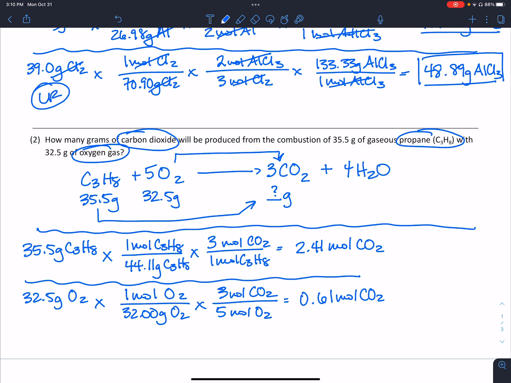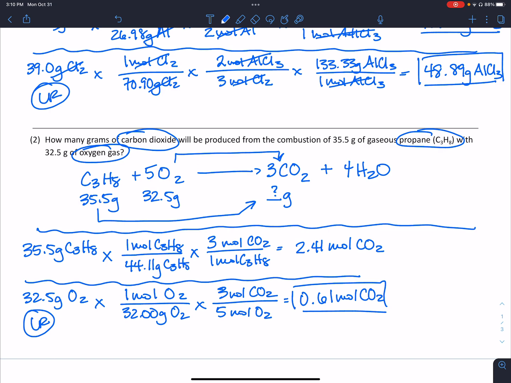I think I have a typo here. Let me check my math. No, I think everything's all right. Okay, so my limiting reactant here is my O2. And if that was all the problem asked, what's the limiting reactant, you'd be all set.